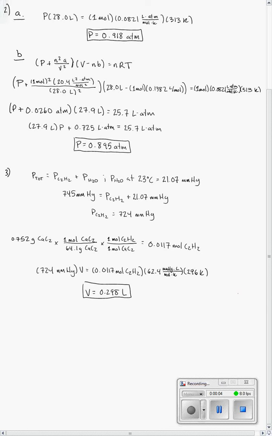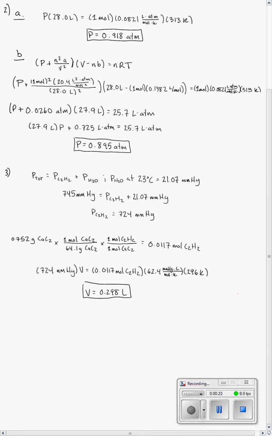In number 2 on the worksheet, we're asked to find the pressure that a certain gas will apply given a set of conditions. In part A, we're asked to do this using the ideal gas law. In the second part, we're asked to do it using the van der Waals equation, which is what you use when the ideal gas law isn't appropriate.